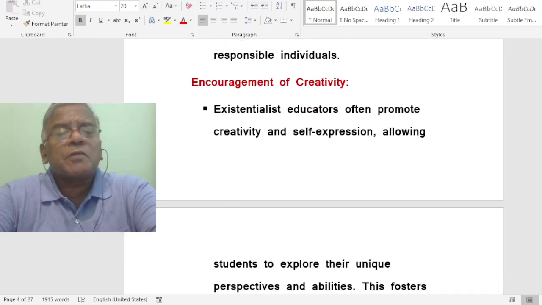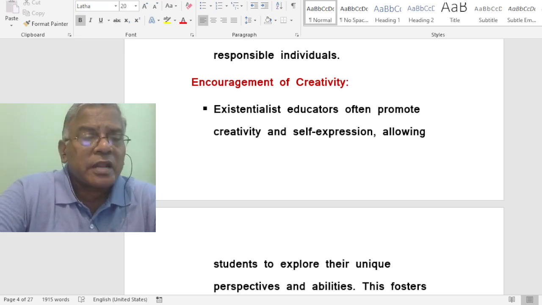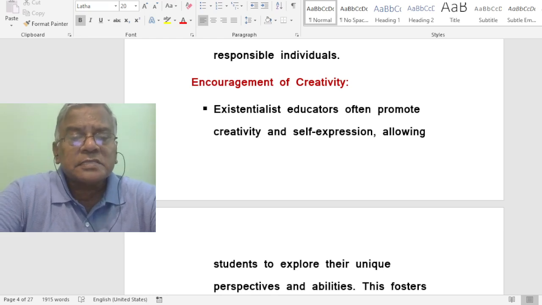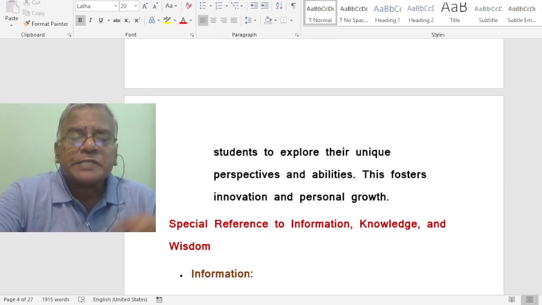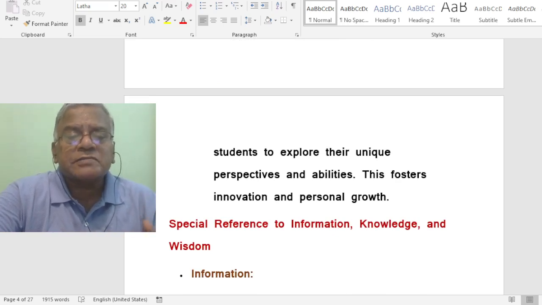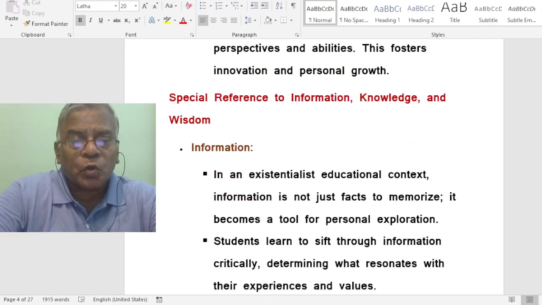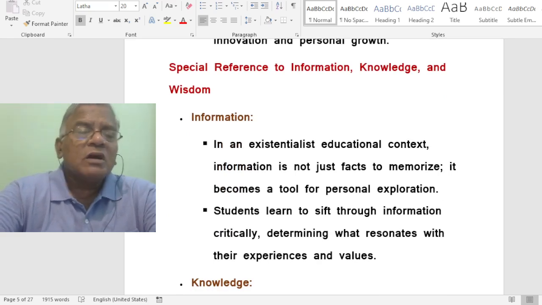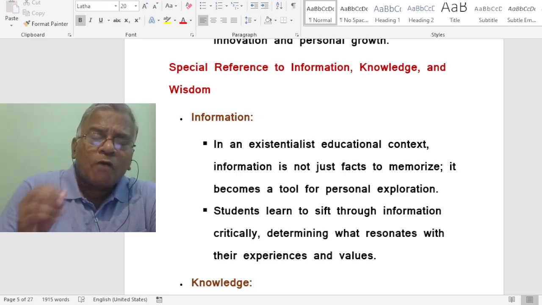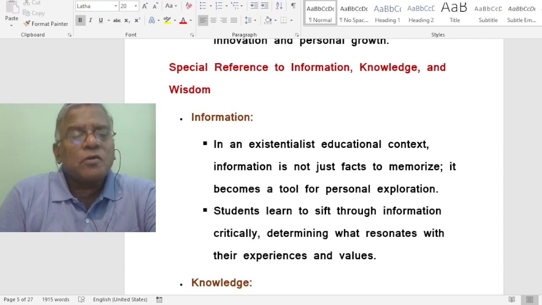Then encouragement of creativity, another important aspect of existentialism. Existentialist educators often promote creativity and self-expression, allowing students to explore their unique perspectives and abilities. This fosters innovation and personal growth. Now let us reflect on the view of existentialism regarding information, knowledge and wisdom.